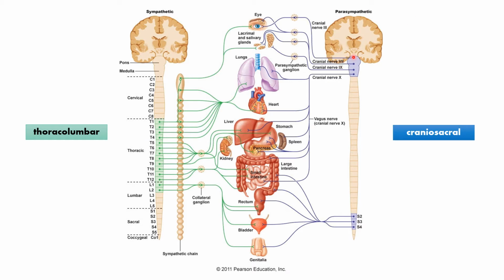Whereas the parasympathetic system here, if you look on this side, the preganglionic cell bodies of the parasympathetic autonomic nervous system actually come out from cranial nerves 3, 7, 9, 10, and sacral nerves S2, S3, and S4. So this is referred to as the craniosacral region or the craniosacral outflow.